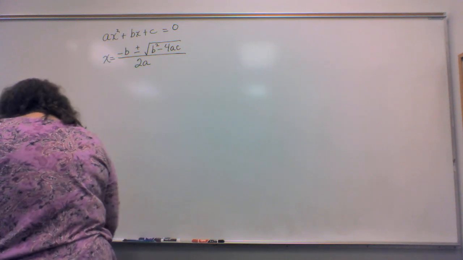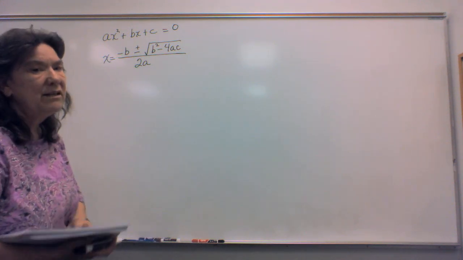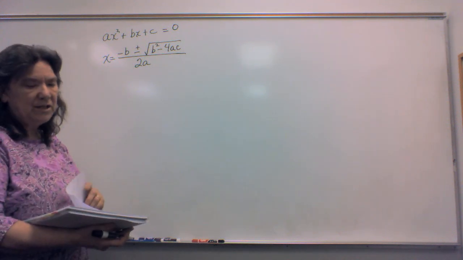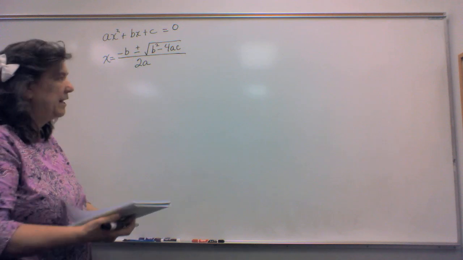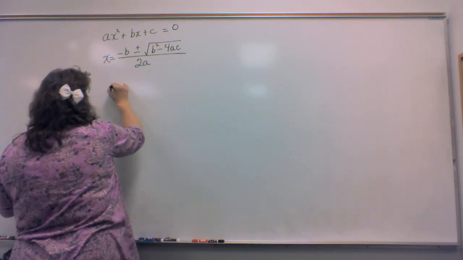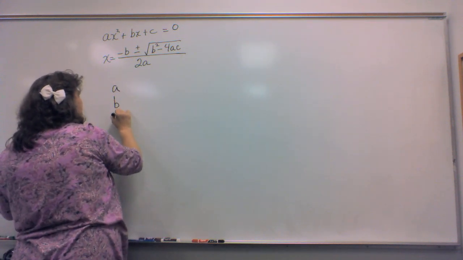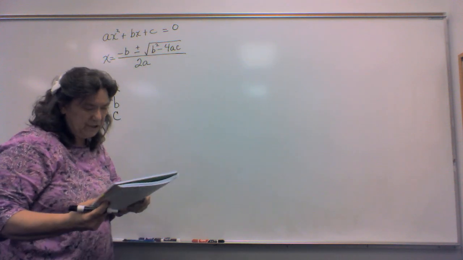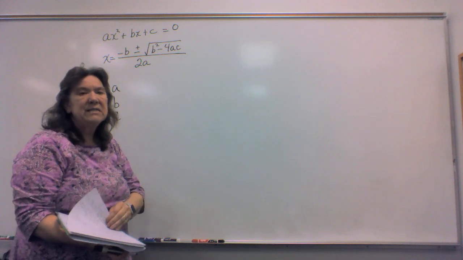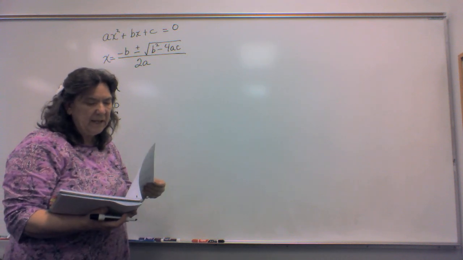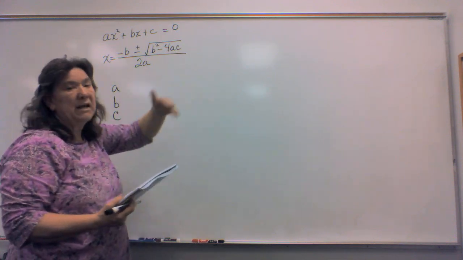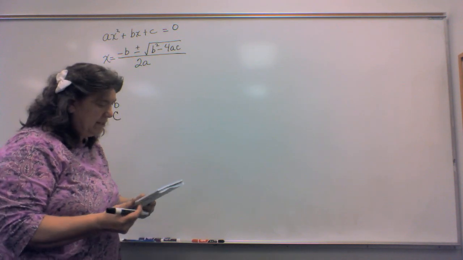So sometimes learning a song with things can help you to memorize it. But if you write it down every single time you do it, it won't be long until you know this quadratic formula. The a, the b, and the c are the coefficients from your equation. So usually the easiest way to do this is simply identify the a, b, and c, plug it in your formula, and then continue on.